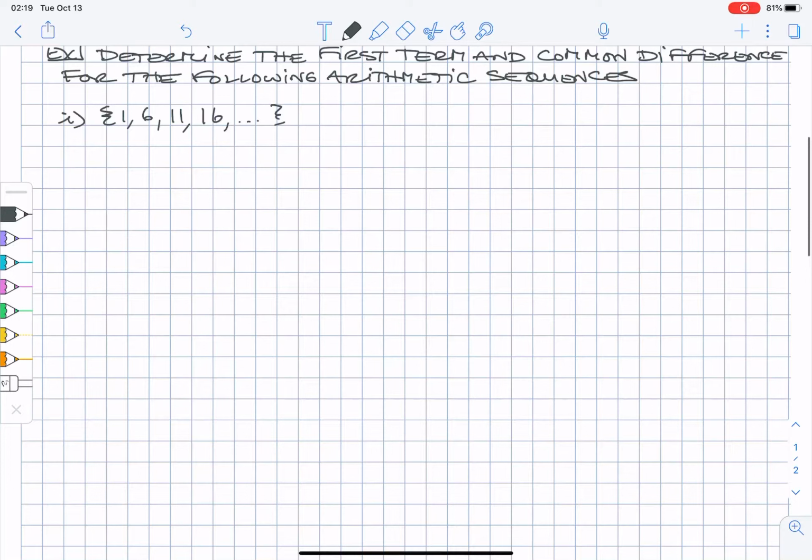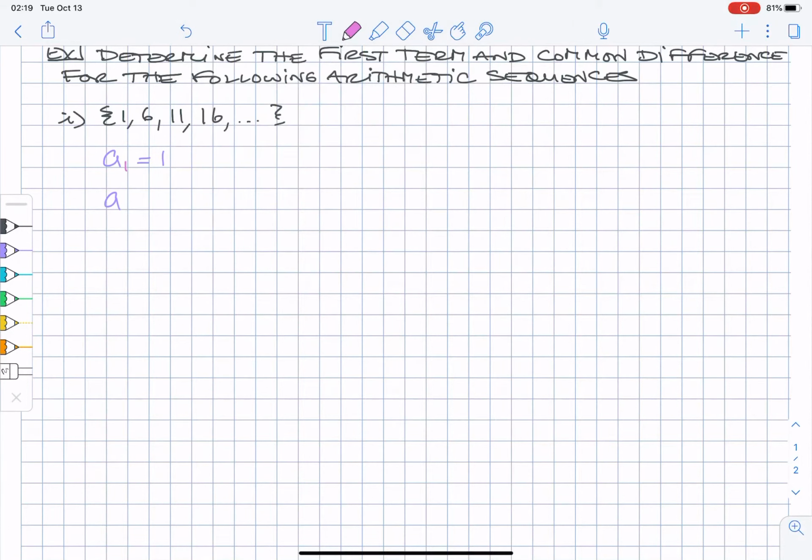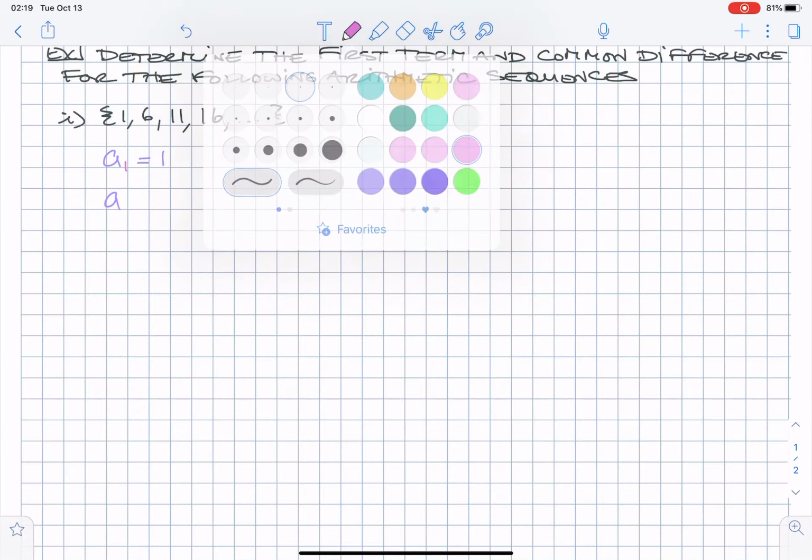Okay, so I claim that a1 is 1, and a sub 2, oh, what the heck? What just happened? Okay, that's weird.